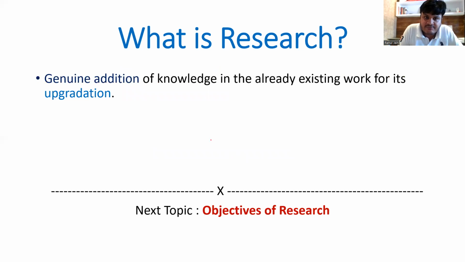However, we can also define research as a genuine addition of knowledge to the already existing work for its upgradation. Let's say some knowledge is already there and we want to upgrade it, to improve that knowledge by adding something new, so that the existing knowledge is upgraded. That is also called research. So basically, a detailed and careful study or investigation to find more information about any topic of any branch is called research. Research we can define with many terminologies and many words.